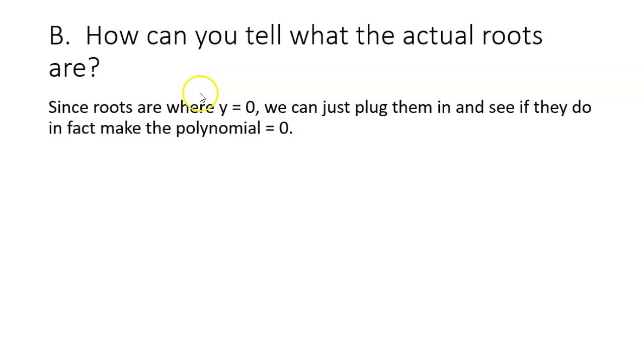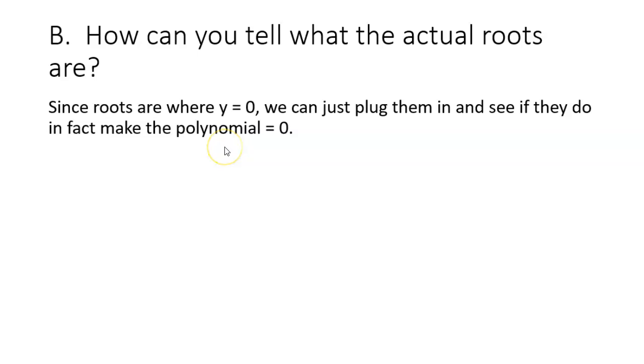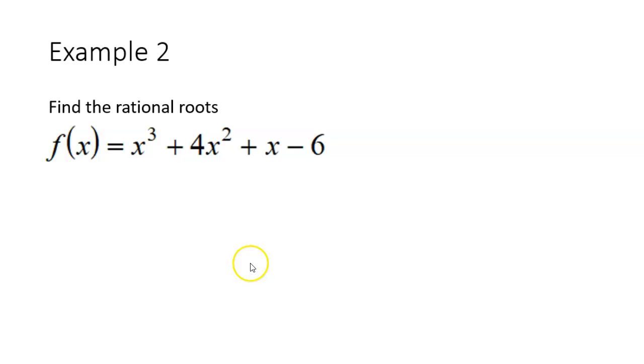How can we tell which one of these are actual roots? Well, as you guys know, roots are where y equals 0, right? So if you take your answer and you plug it in and you actually get 0 as an answer, then that must have been a root. So this theorem tells you possible roots, and if you plug it in and get 0, that tells you that possible root was actually a root. And we're going to use that strategy here to find our rational roots of this problem.